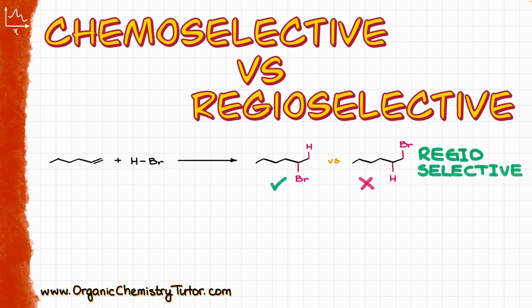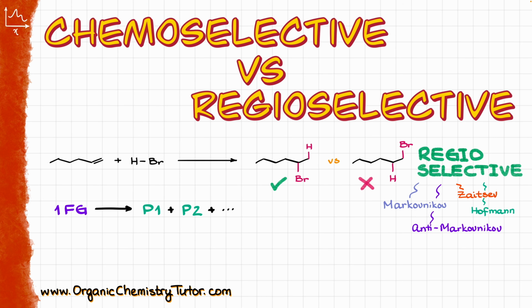You might remember terms like Markovnikov rule or anti-Markovnikov product or Zaitsev product or maybe even Hofmann product and things like that. So whenever you are hearing any of those terms, these are all examples of reactions showing regioselectivity. So if you have a situation where you have one functional group giving you multiple similar products like, let's say, halides or alkenes or something like that, but only one of those is a major product, you're looking at the regioselective reaction.